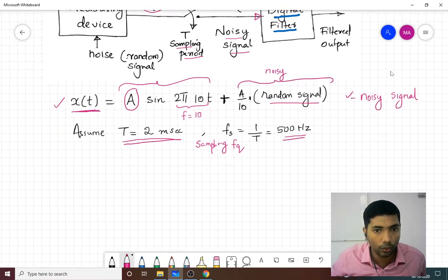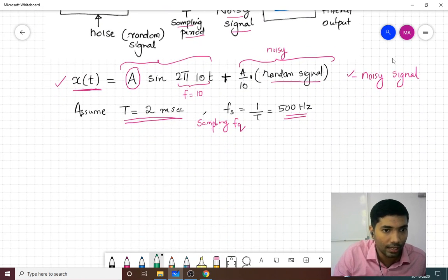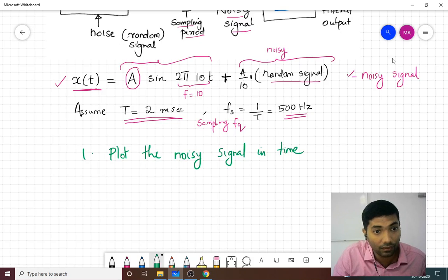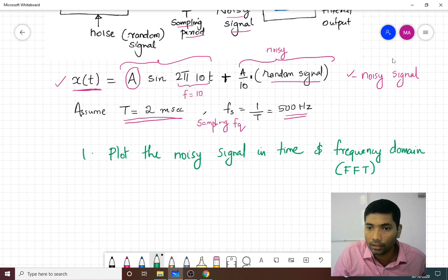So what all things we will do in MATLAB, I'll just list out for easiness. So we will plot the noisy signal in time domain as well as in frequency domain. In order to plot in frequency domain, or see the frequency components of the noisy signal, we will use the FFT algorithm to obtain the Fourier transform. So we'll plot the noisy signal first in time domain and we'll try to get the Fourier transform as well.